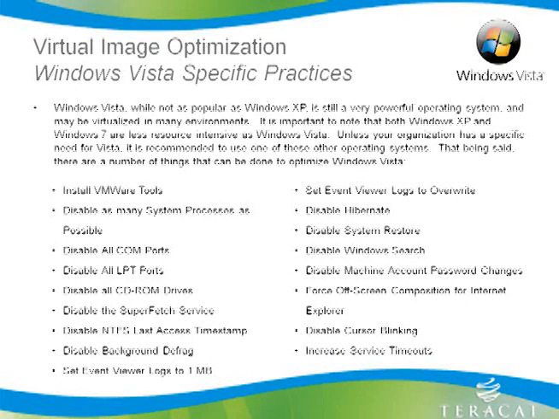That being said, there's a number of things that can be done to optimize Windows Vista. So we're going to go through these again. Install VMware Tools. We talked about that already. Disable as many system processes as possible. Keep in mind, with Vista this makes a huge difference, because with Vista, just about every system process is automatically loaded and automatically turned on. And this is because of the way that Microsoft built the OS.